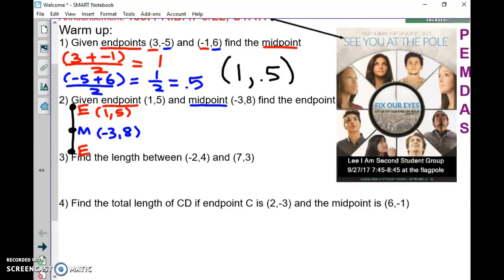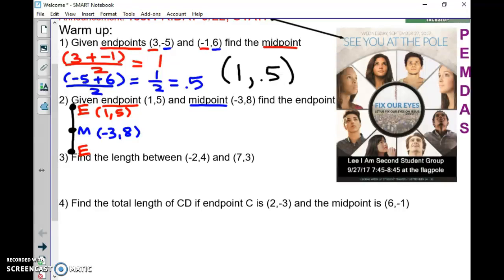Okay? And our job was to find the difference between the endpoint and the midpoint. Okay? So our endpoint is 1, our midpoint is -3. The difference, how do I get from 1 down to -3?